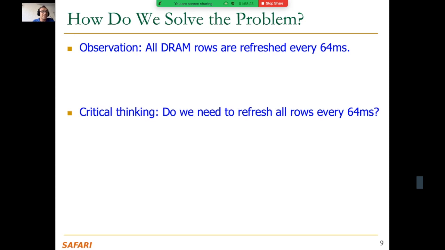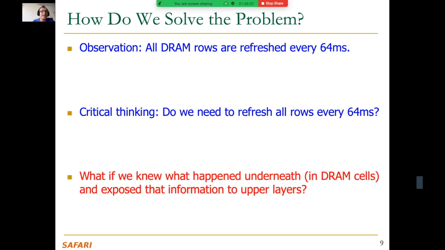There could be other reasons actually, and you've taken one. What if we knew what happened underneath in DRAM cells and exposed that information to the upper layers? What you said earlier is exposing what happens at the software layers, what's allocated, to the memory controller. That's one direction, and you could optimize things very nicely that way. It doesn't work if all of your memory is allocated. That's the sad part.